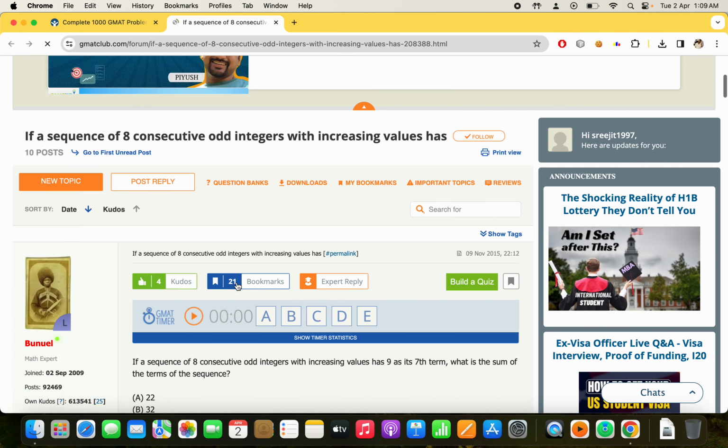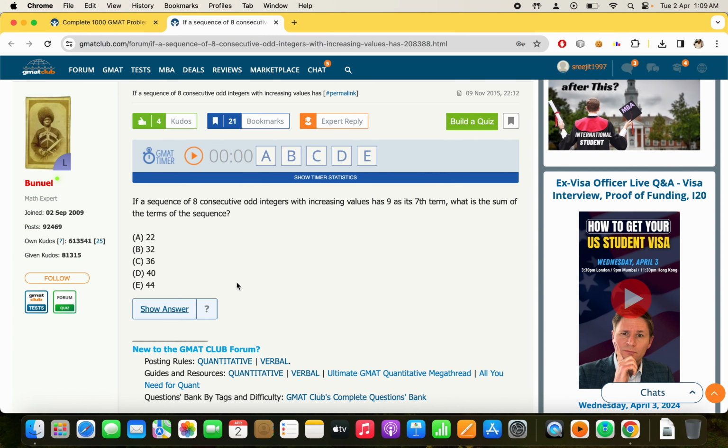Let's go to the 13th problem. If a sequence of 8 consecutive odd integers with increasing values has 9 as its 7th term, what is the sum of the terms of the sequence? Okay, this is an AP problem, kinda easy, I would say.